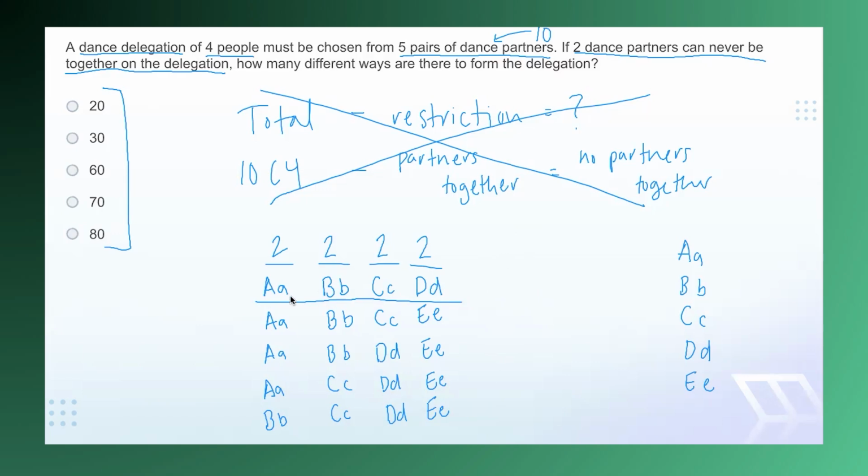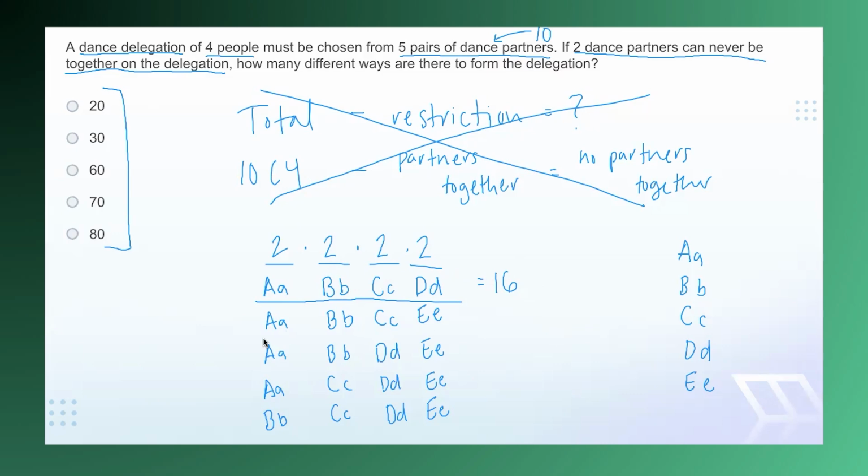Now, because I'm looking at this specific combination, where I have an A in the first slot, a B in the second slot, a C in the third slot, and a D in the fourth slot, I can essentially treat just this as a permutation. I can use my fundamental counting principle or my slot method. So I have two options for the first slot, times two options for the second slot, times two options for the third slot, times two options for the fourth slot, or 16 total options for how I can create a combination specifically where I have an A in the first slot, a B in the second slot, a C in the third slot, and a D in the fourth slot.